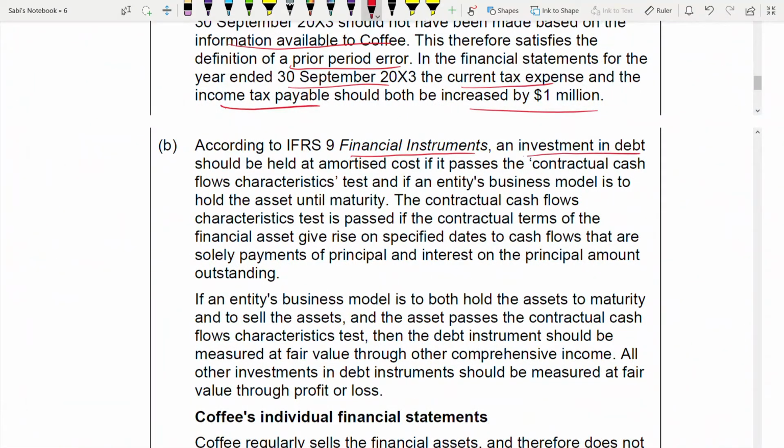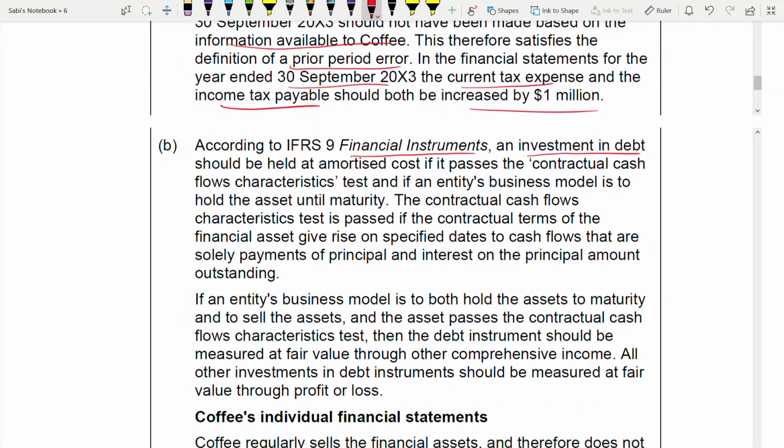The moment you see loan, it's an investment in debt. You should be careful whether it's an investment in equity or a debt, because then the treatment will change. So this is an investment in debt. It's an asset, but it's an investment in debt. Through debt, you are holding an asset. Your asset is a debt. Through that debt, you are receiving cash.